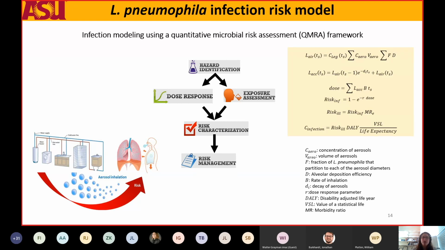So our first submodel is our Legionella pneumophila infection risk model. This makes use of quantitative microbial risk assessment, which just relates some exposure concentration in the environment to a probability of getting sick or death.